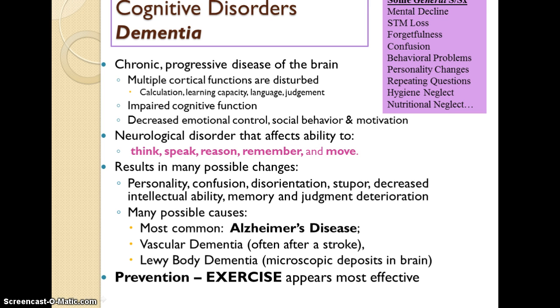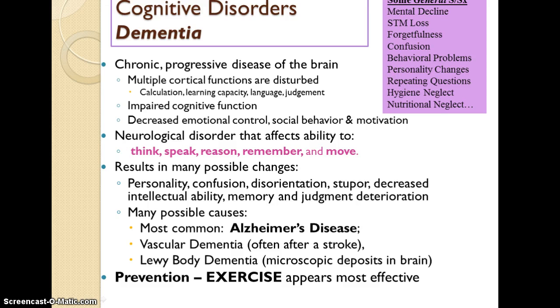You may have seen a few of these at the long-term care facilities you're doing your clinical at, but you see personality changes, confusion, disorientation, even possible stupor, decreased intellectual ability, memory and judgment deteriorate, as well as speaking can deteriorate. There are many possible causes, but the most common cause of dementia is Alzheimer's disease. There's vascular dementia, which is often after a stroke, and Lewy body dementia. We see this with microscopic deposits in the brain that we call Lewy bodies. We see these a lot in our Parkinson's patients.